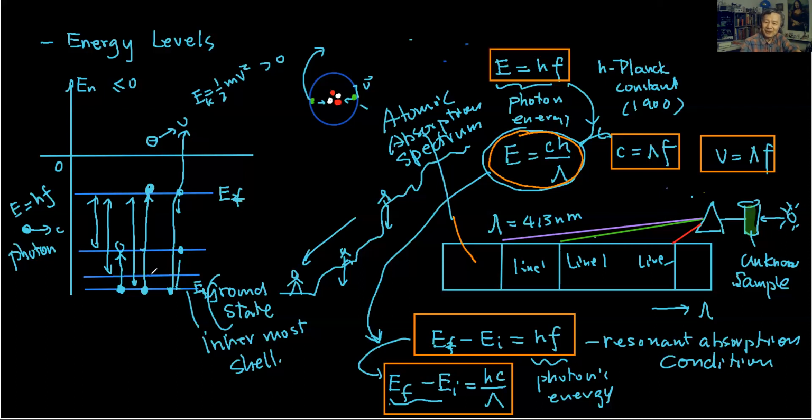Just remember, to repeat: each line in the atomic absorption spectrum will give you an interval. The interval is determined by two energy levels. If you know this principle, you should be able to solve this problem. I'll give it a try, and we'll talk about it next time.